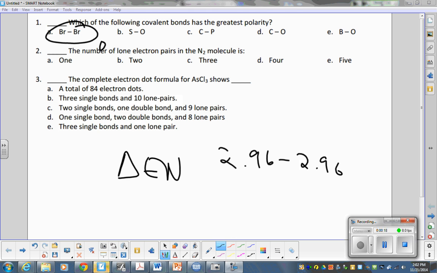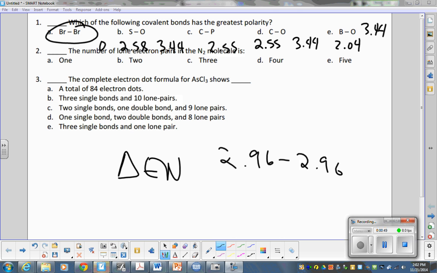When we look at sulfur, sulfur is going to be 2.58, and oxygen is 3.44. You would subtract those. Carbon is 2.55, and oxygen is 3.44, and boron is 2.04, and oxygen is 3.44.